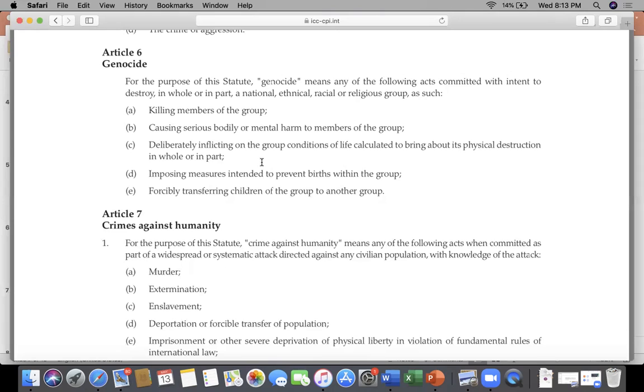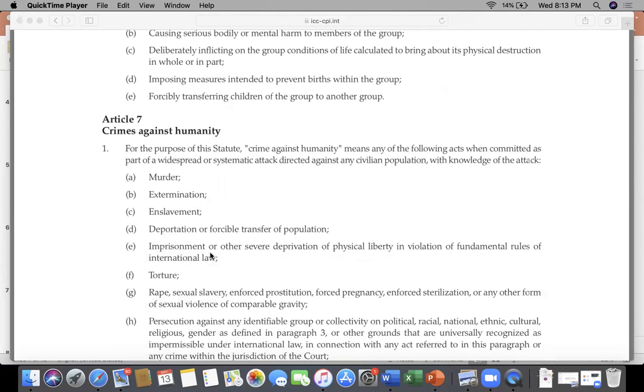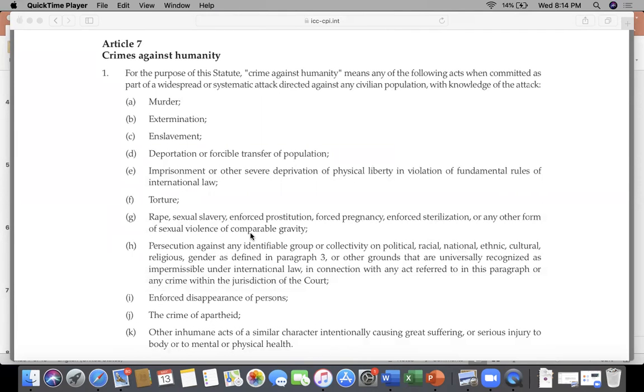Now I'll be dealing with the next subject matter jurisdiction, which is crimes against humanity, dealt with in Article 7 of the International Criminal Court Statute. This Statute says that crimes against humanity means any of these acts. Now, what are these acts? These are 1, 2, 3, 4, 5, 6, 7, 8, 9, 10, 11. 11 acts can be committed which can be crimes against humanity. But how are these acts committed?